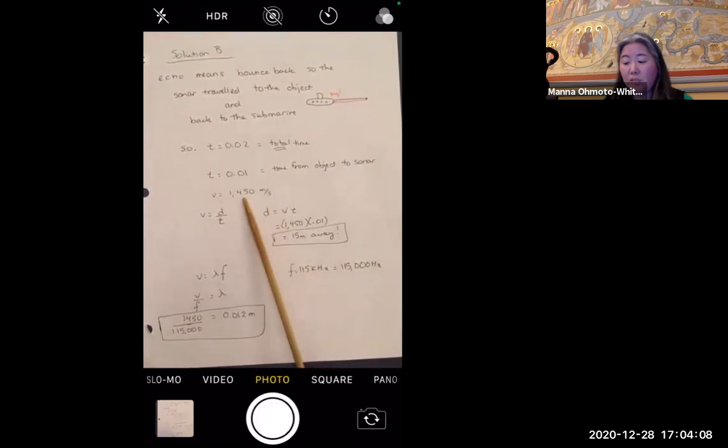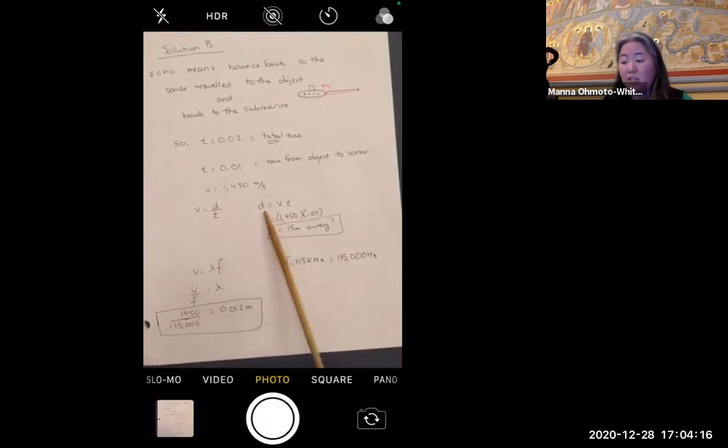So my velocity is 1,450 meters per second. I want to know the distance. That's just our regular kinematics. Velocity is equal to distance divided by time. Rearrange, distance is equal to velocity times time. I plug these in. It's only 15 meters away, which is kind of scary if you're talking about a sonar, because a sub is huge. 15 meters away is basically right in front of your nose.